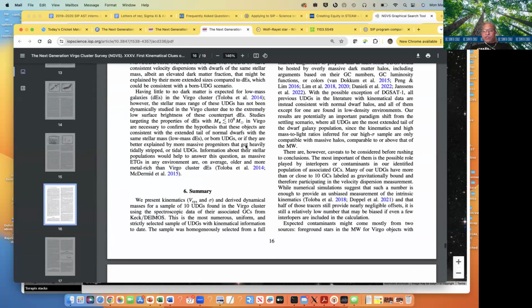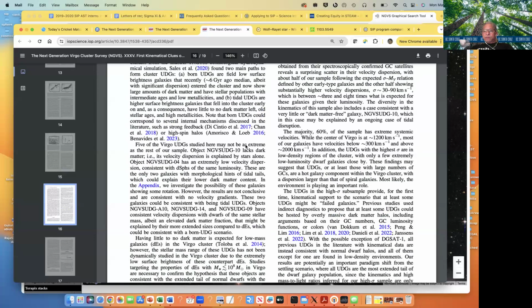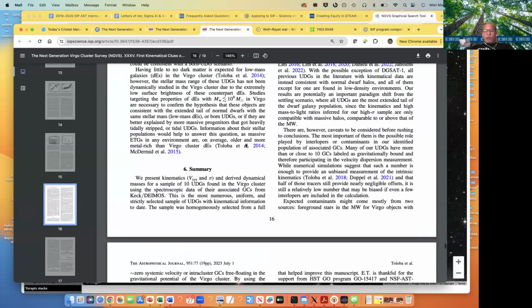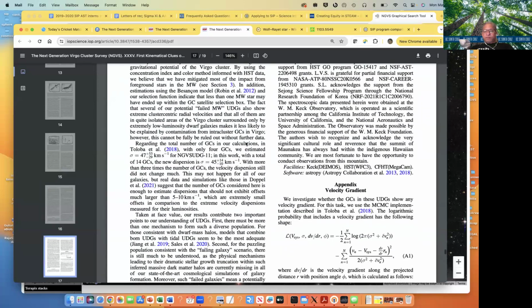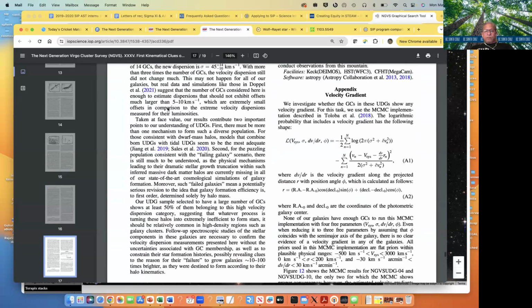Let me see what our conclusions are. So taken at face value, our results contribute two important points to the understanding of UDGs. First, there must be more than one mechanism to produce such a diverse population. We conclude that it's such a diverse population that we can't invoke a single formation model.